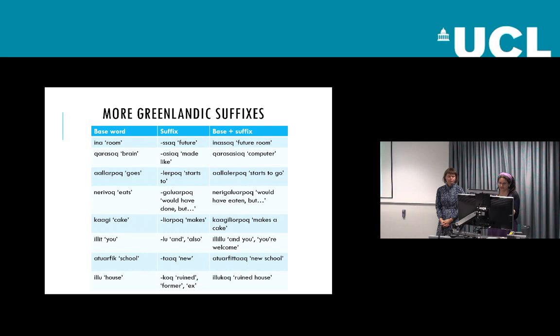And this one we struggled with a long time, this kaloarpok. So, okay, nerivok is someone eats, and then you attach this kaloarpok to that. It was like, would have done it, so maybe, I would have done it, but that's the implication. So nerikaloarpok. We hadn't seen a suffix like that before in other languages, but yeah, it's quite cool. And it's really common. So you see this all the time.